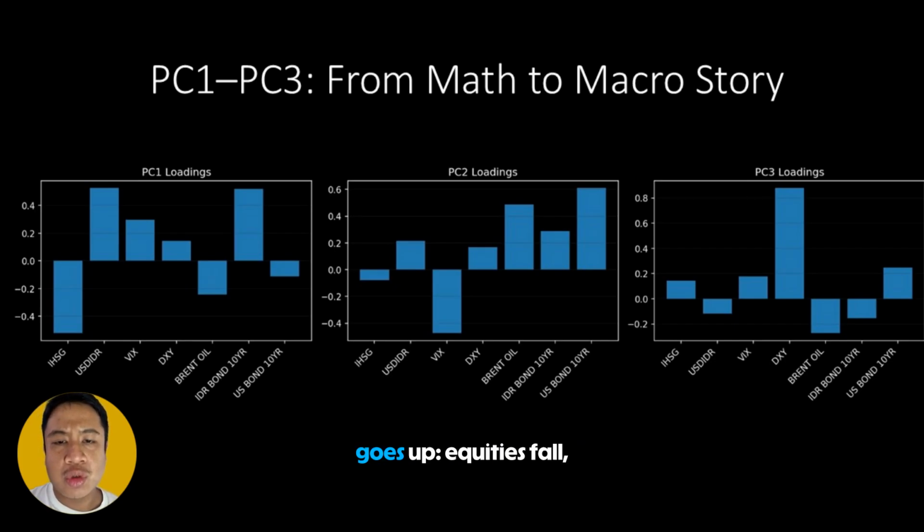When PC1 goes up, equities fall, Rupiah weakens, volatility rises. When PC1 goes down, it's risk on. Equities up, Rupiah stronger, lower fear. So PC1 is a good candidate for a global risk/EM stress factor for Indonesia.